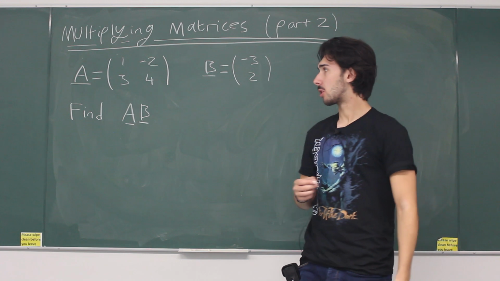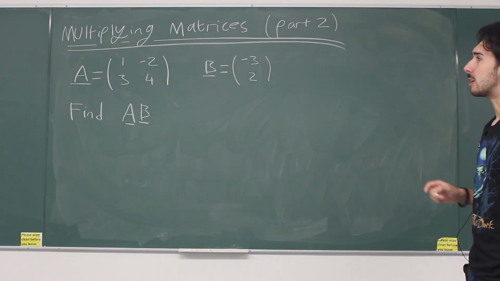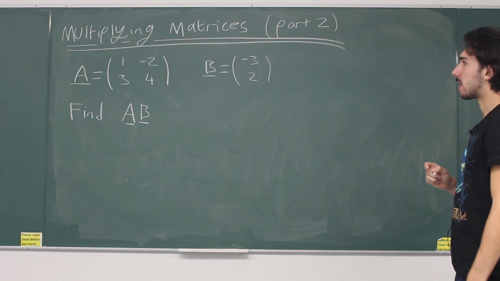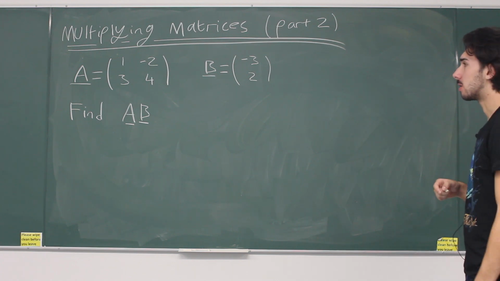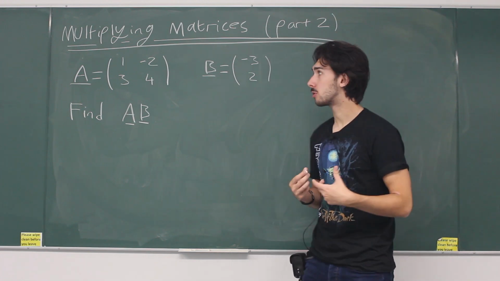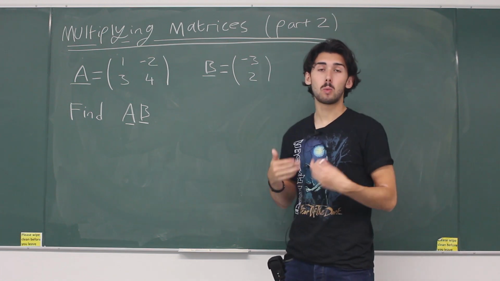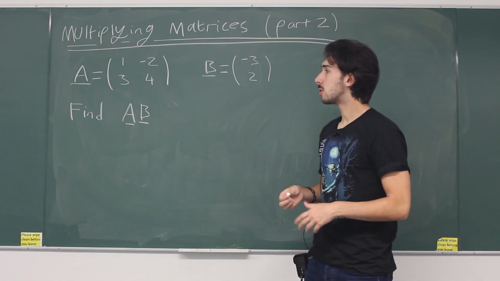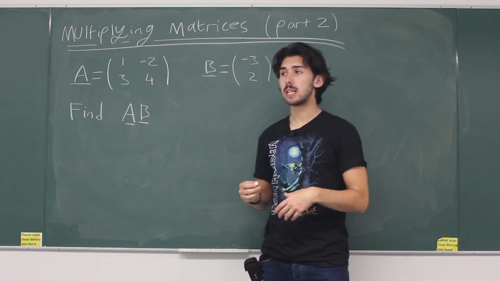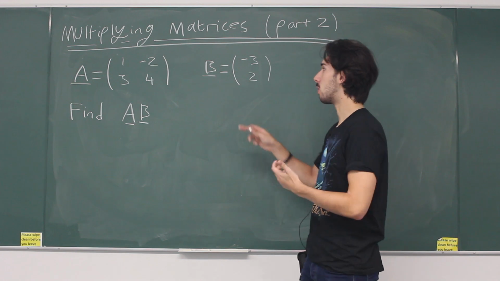Okay guys, we have another example here. We're going to find AB, where A is the matrix 1, minus 2, 3, 4, and B is the matrix minus 3, 2. So one thing about this is the way that I personally like to write matrices. Sometimes you can label a matrix A, B, or whatever letter you want. And normally in a textbook, these will be bold letters. So it'll be a bold capital A and a bold capital B.